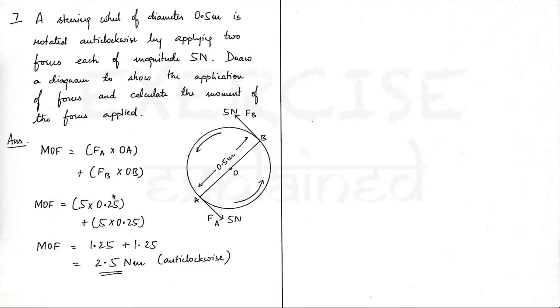So 5 into 0.25 gives me 1.25, and again 5 into 0.25 gives me 1.25. So 1.25 plus 1.25 gives me 2.5 Newton meter.